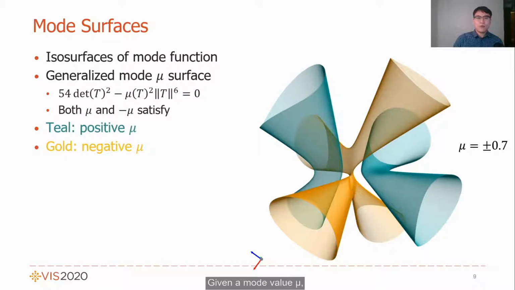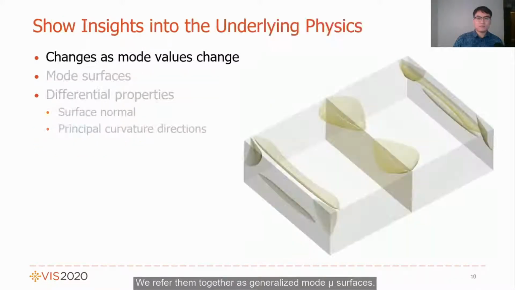Given a mode value mu, since both the positive and negative mu satisfy the mode function, we always consider mode mu and mode negative mu surfaces together during the extraction. We refer to them together as generalized mode mu surfaces.